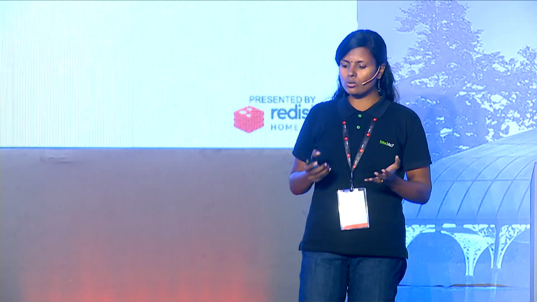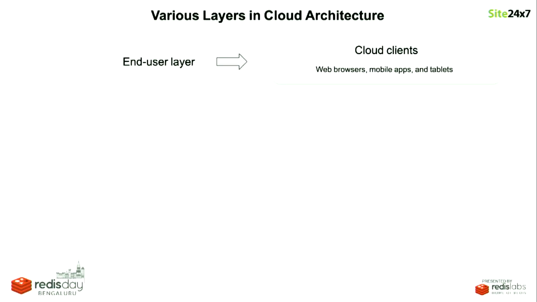When we talk about the cloud architecture, I categorize it into various layers. The topmost layer is your end user layer, because at the end of it, for any business, customers are important. So how are customers accessing your applications? They access through web browsers, mobile apps or tablets, so that's the end user layer. Next comes your application layer. This is where your business logic is hosted. This is the portion which everybody has to work on.